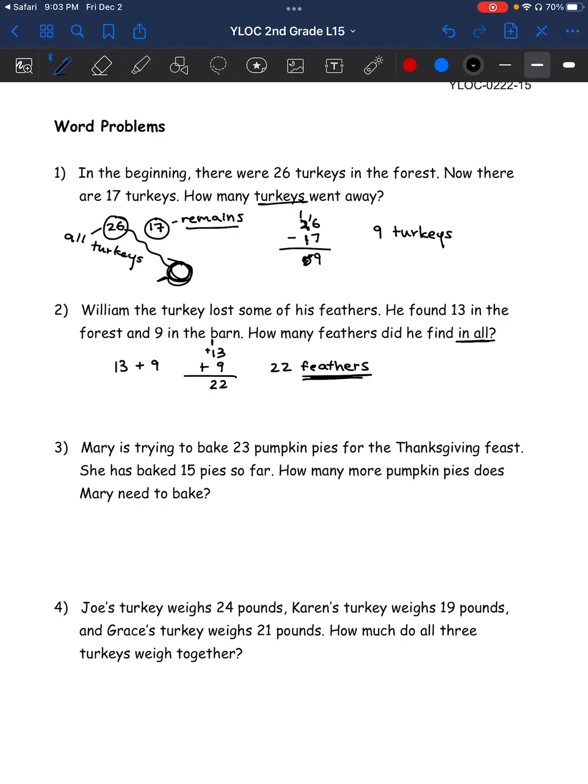So try numbers 3 and 4 as well. Remember always to put your units and follow the same method. It may be a little bit confusing since it's word problems, but I'm sure you'll be able to work it through.